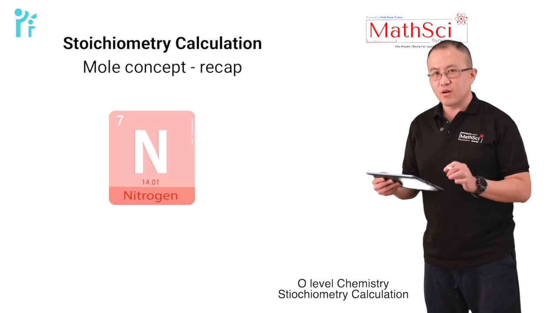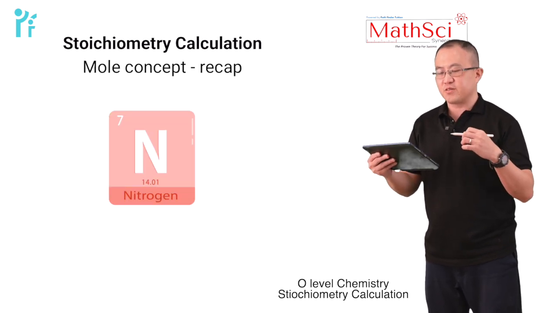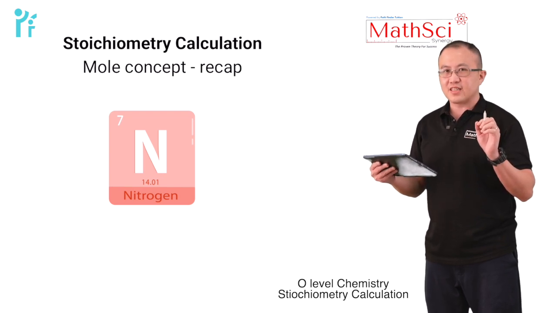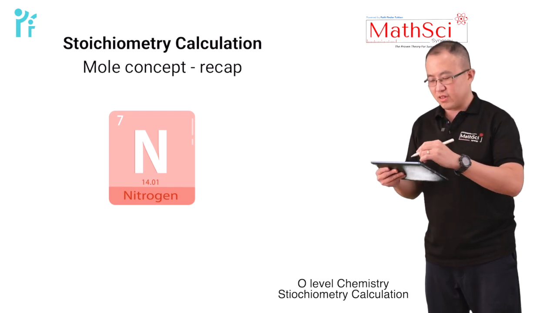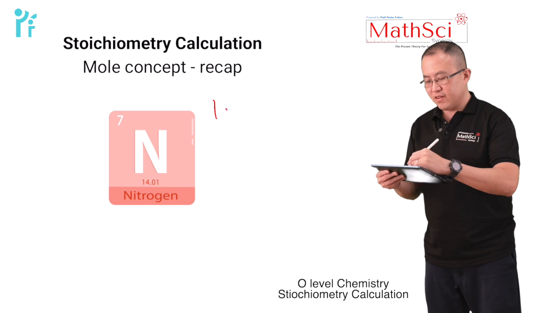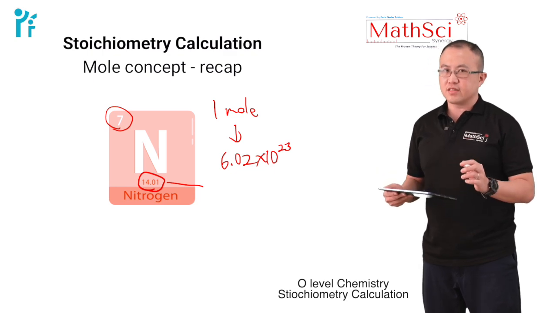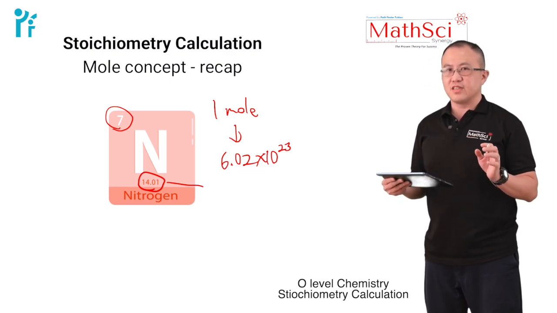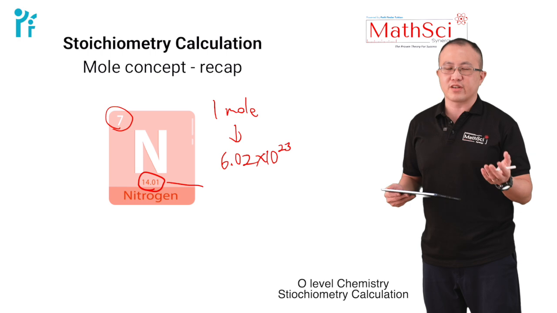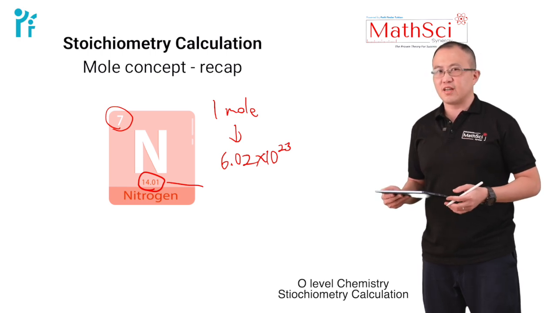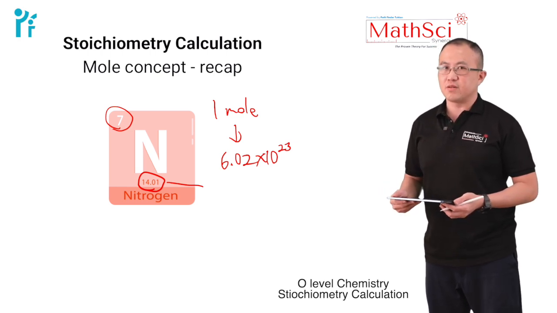So if we do a bit of walking back to the mole concept first, exactly what is 1 mole? So if you recall, 1 mole of anything is 6.02 times 10 to the power of 23. And this has no unit because it really depends on what you're talking about. In the context of chemistry, that will be the number of particles you have in 1 mole.